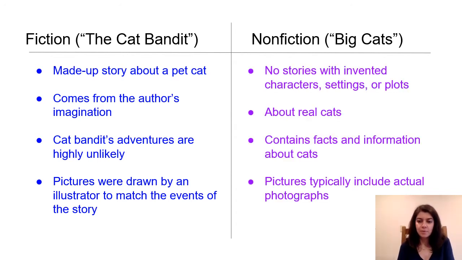So a nonfiction book like Big Cats would have no stories with invented characters, settings, or plots. Instead, it's just giving you information. This story is about real cats that actually exist in real life. It contains facts and information about cats. The pictures in a nonfiction text usually include actual photographs of real animals, real places, real people, and things. Keep watching. Let's look at some examples of some different types of nonfiction texts.